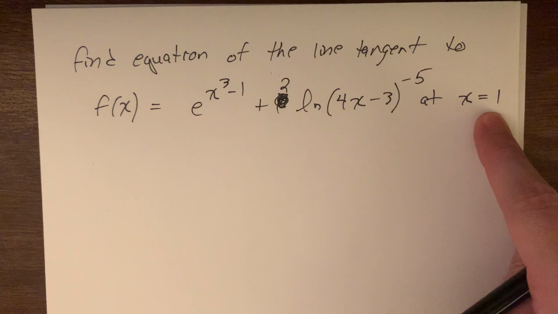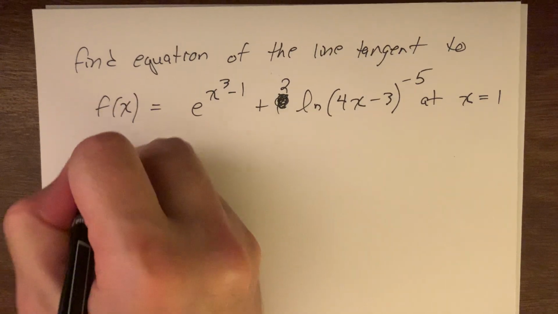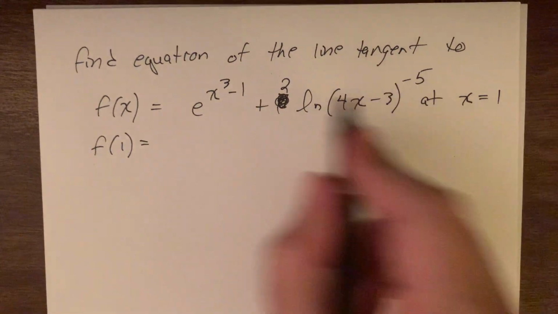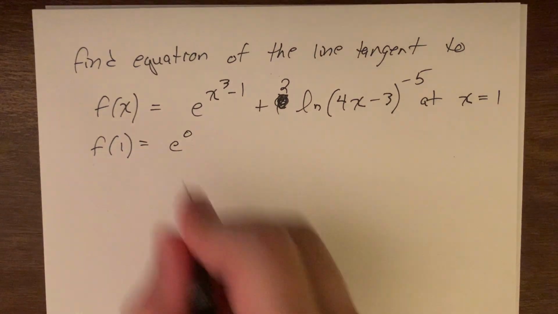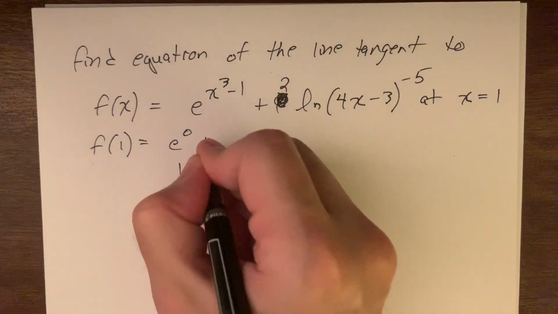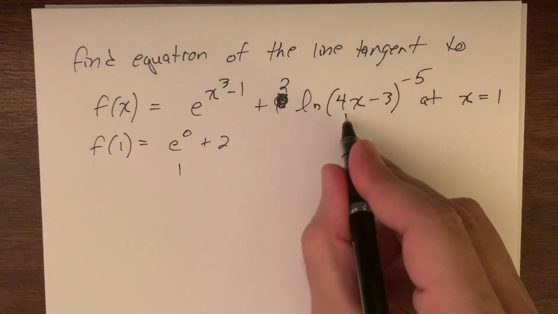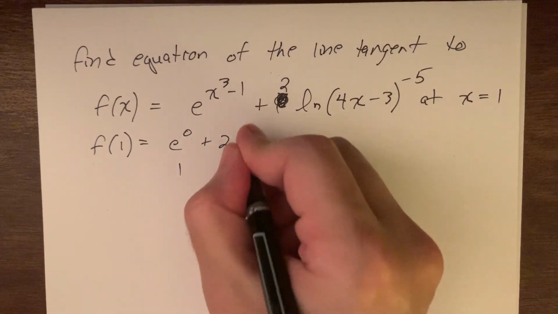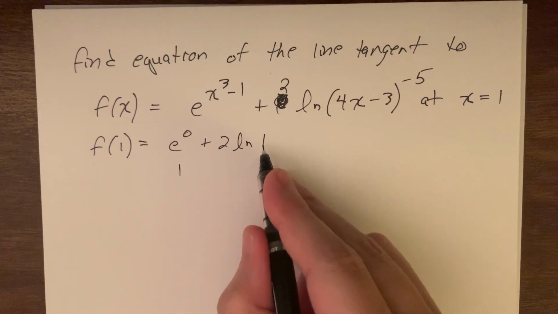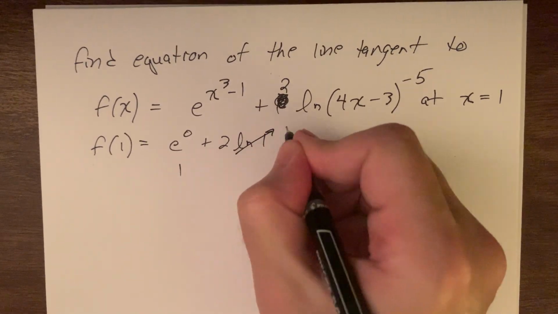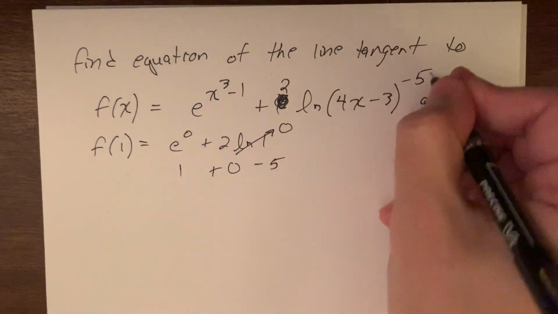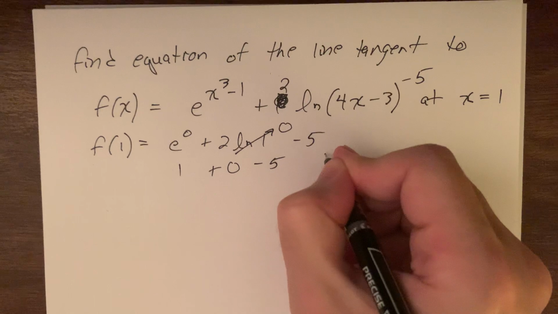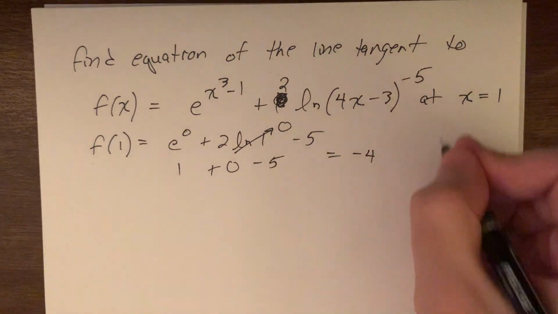I gave you an x. I'm going to start by finding the y, and I'll plug that back into the original function. When I plug that in, I get e to the 1 cubed minus 1. That is 0, so I get e to the 0, which is 1. Plus 2, when I plug the 1 in here, I get log of 4 minus 3, so I get log of 1. E to what power gives you 1? That answer is 0, and 2 times 0 is 0. And the minus 5 still just hanging on. So we get a final answer of minus 4.